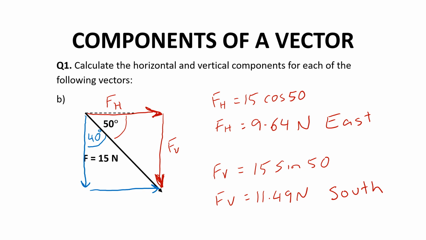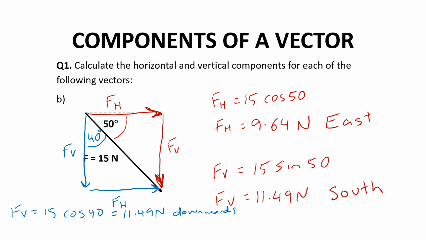So here, f vertical, as we can see, is also downward, and f horizontal is to the right. So if you calculate f vertical here, f vertical is next to the angle, so we have to use hypotenuse cos theta. So we have 15 cos 40, and the answer must be the same as the previous answer, which is 11.49 newtons downwards.